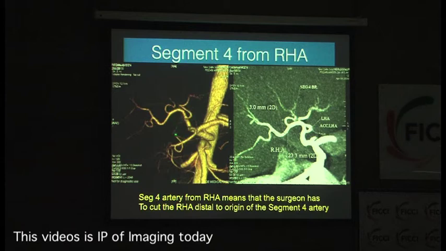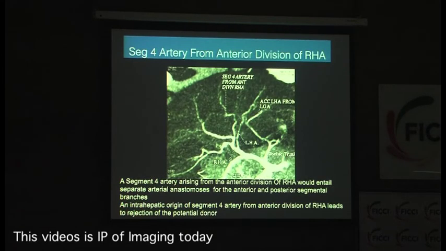from the right hepatic artery, and when you want to take the right lobe of the liver, you are going to cut distally, correct? So you have to make sure you go distal to the segment 4 artery. The segment 4 artery may arise from the LHA, it may arise from the GDA, it may arise directly from the CHA, and it may arise from the right hepatic artery.